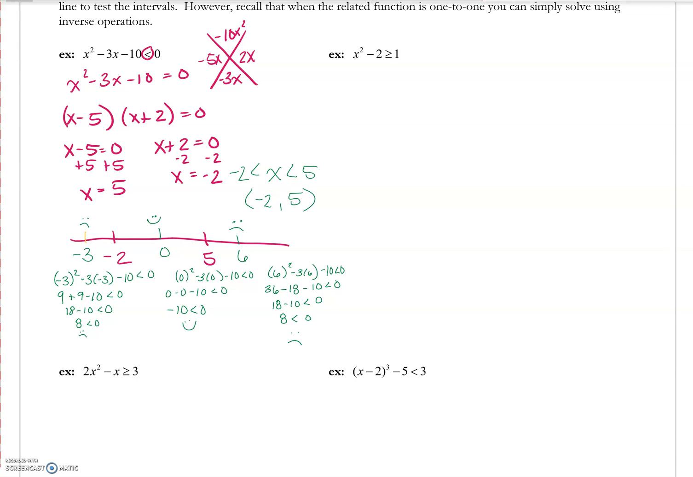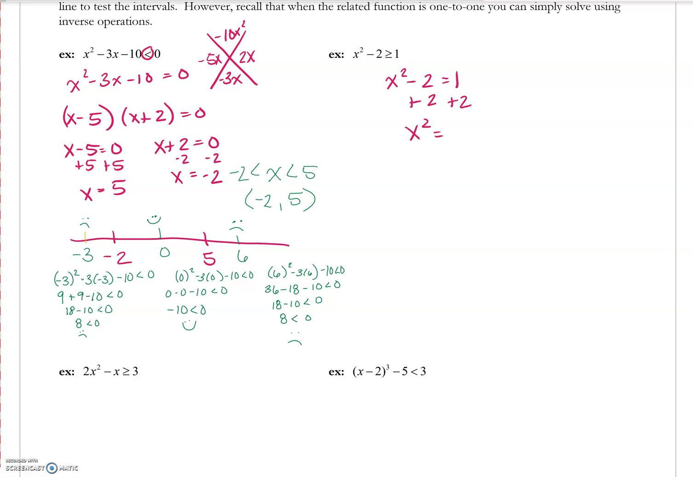All right, for the next one, I look and I see that I also have a quadratic. So at some point, I'm going to have to test this on a number line. But before I do that, I'm going to just start by solving the related equation. When I do that, I only see that I have one variable occurrence, so I don't have to factor and use the zero product property. I just have to use inverse operations.